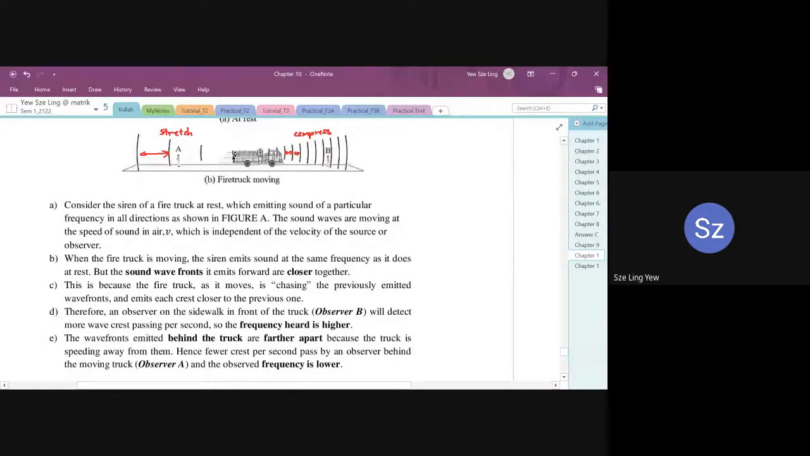Okay, so this one I just finished explaining. When the truck is moving, the wavefronts moving forward are closer to each other because they are being compressed. This is because the fire truck, as it moves, is chasing the previously emitted wavefront, and therefore they get closer. So for the observer on the sidewalk in front of the truck, which is observer B, the frequency in hertz is higher. The wavefront emitted behind the truck is farther apart, because it is running away from the previous wavefront. Therefore, observer A will observe a lower frequency.